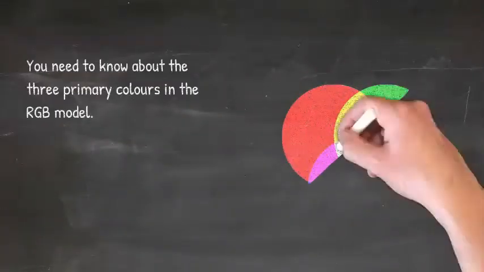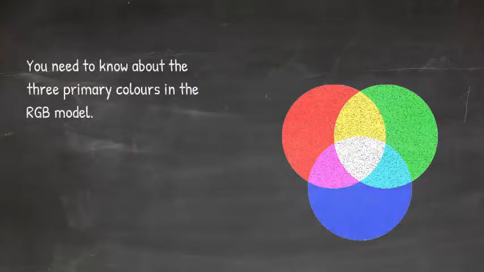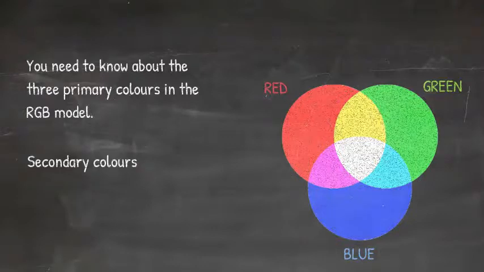You need to know about the three primary colours in the RGB model. These are red, green and blue. These primary colours can be added together to make secondary colours. Red and blue make magenta, green and blue make cyan, and green and red make yellow. Red, green and blue all together make white, which can be seen in the centre.